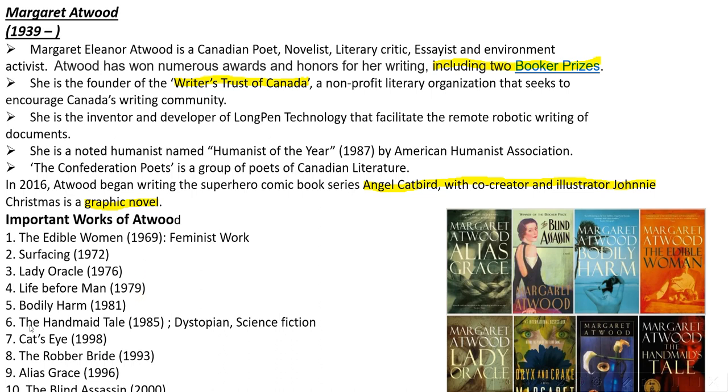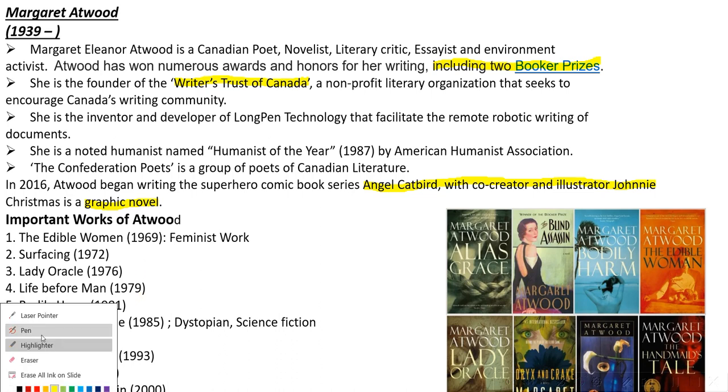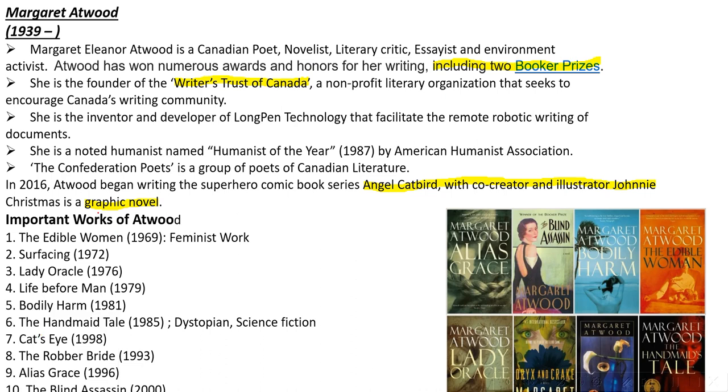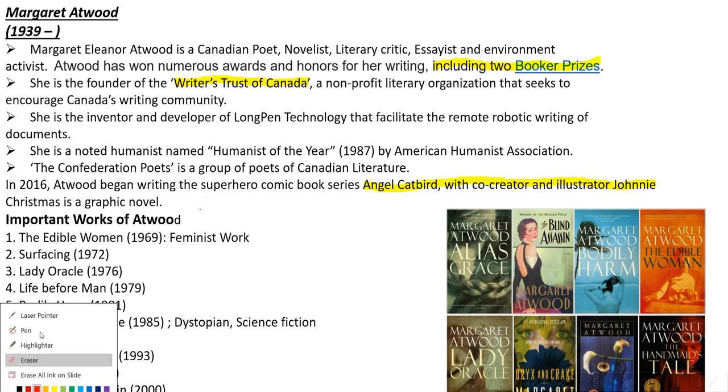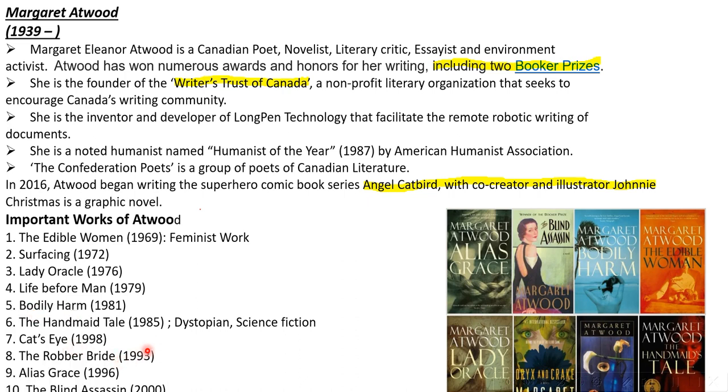Nowadays we have a lot of graphic novels, and trust me, these graphic novels are also being asked in the exam. I'll try to arrange one class on graphic novels, because they are being asked these days. Some important works of Atwood are The Edible Woman, Surfacing, Lady Oracle, Life Before Man, The Handmaid's Tale, Cat's Eye, The Robber Bride, Alias Grace, The Blind Assassin, and Oryx and Crake. Now I'll talk about these novels in detail because they keep asking about these works.